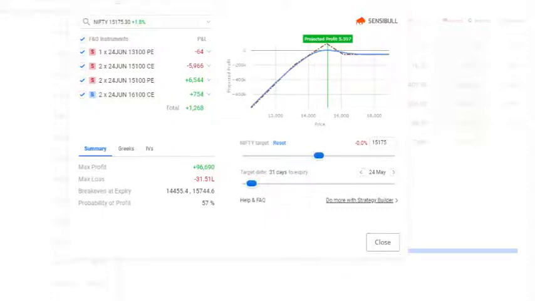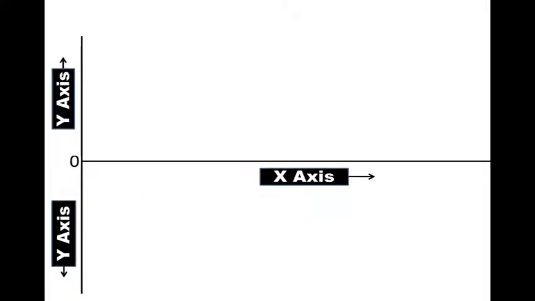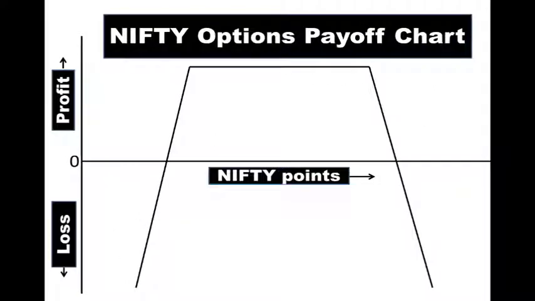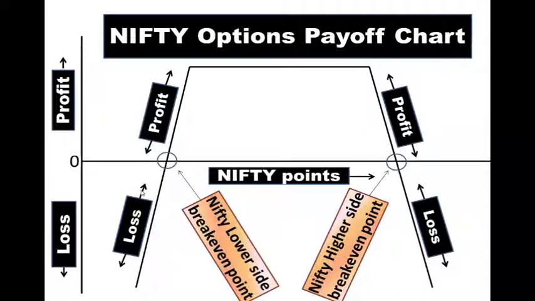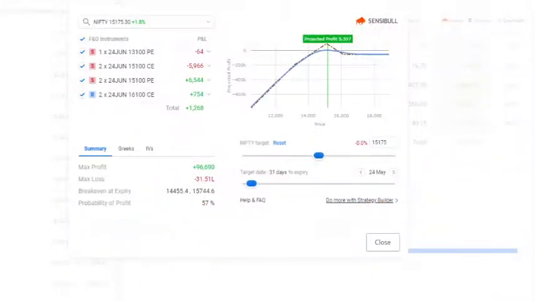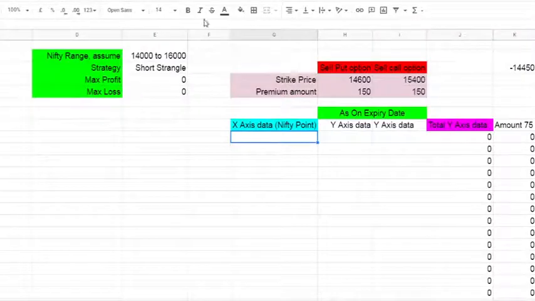Let us draw the chart now. In every chart there is an x-axis and a y-axis. In the Nifty options payoff chart, the y-axis is loss or profit and the x-axis is Nifty points. The points where the line crosses the x-axis will be the break-even points of the short triangle strategy. I open Google Excel sheet now to start drawing the chart.